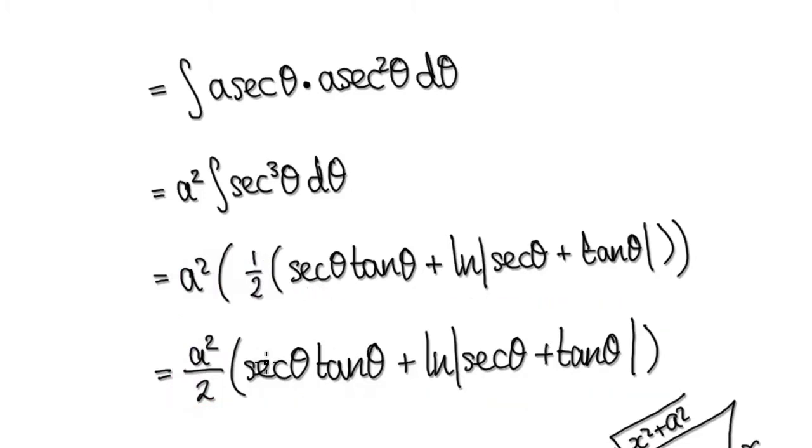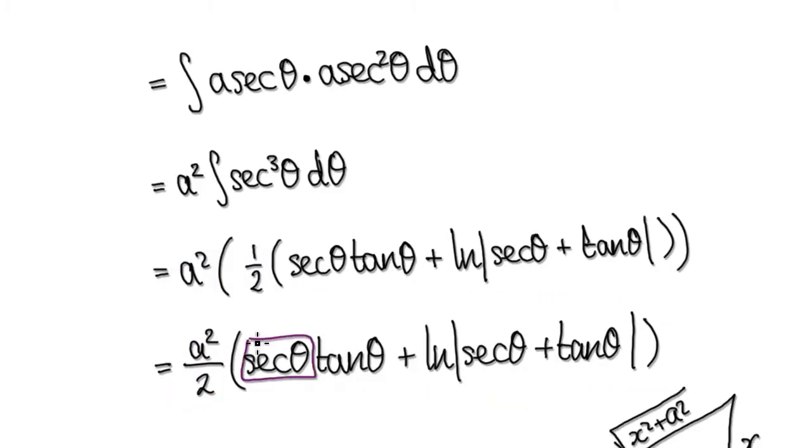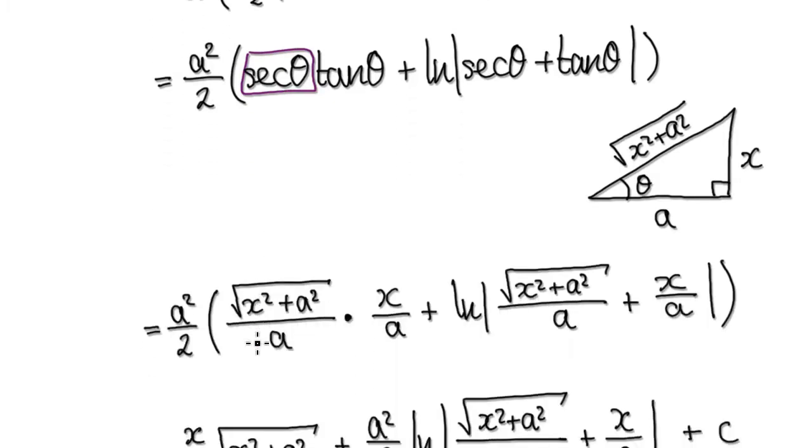But we don't want the answer in terms of theta. So we need to translate it back to its original x and a. We don't want the answer in terms of the angle. We want the answer in terms of x and a. So let's translate this back. Secant theta is the hypotenuse divided by the adjacent. So secant theta is this block here.